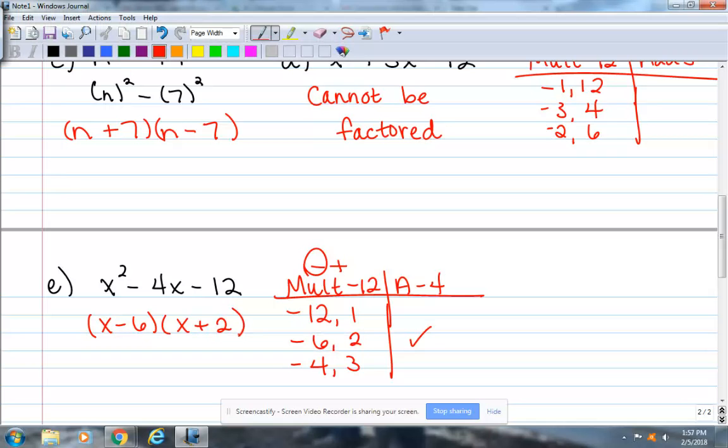So easy. I learned this in kindergarten. No, you learned it in 9th grade.